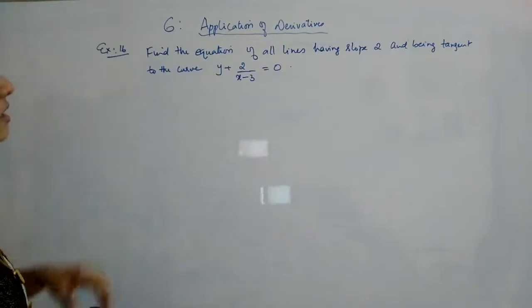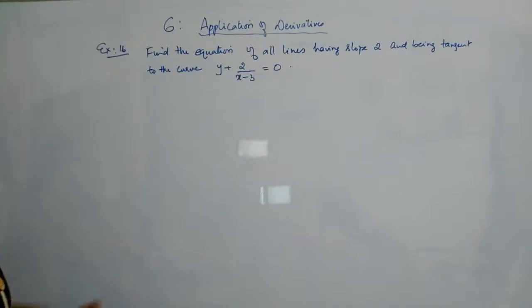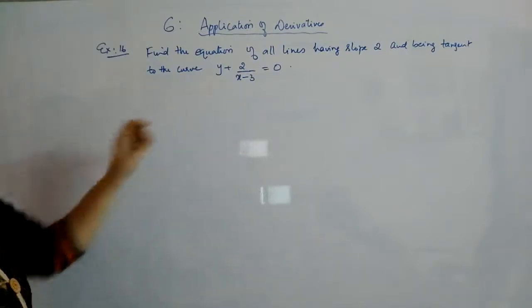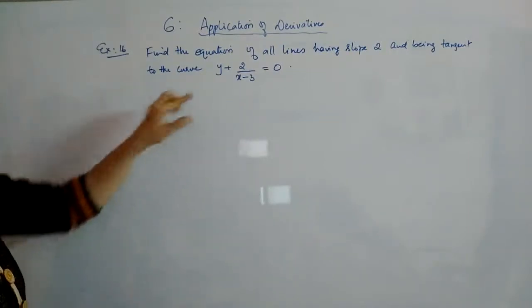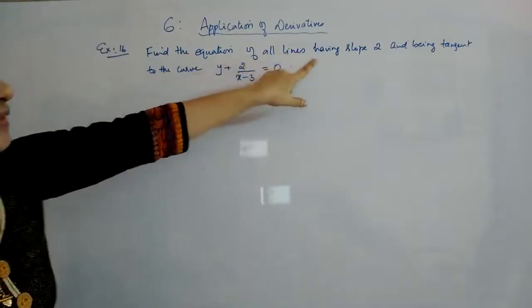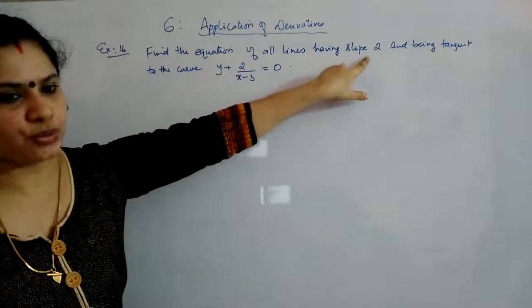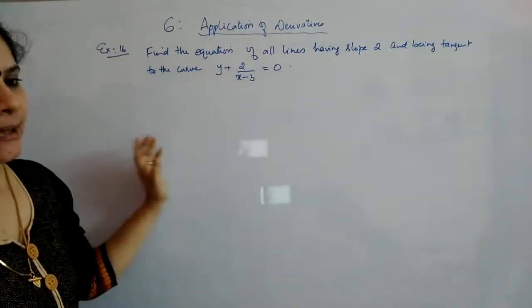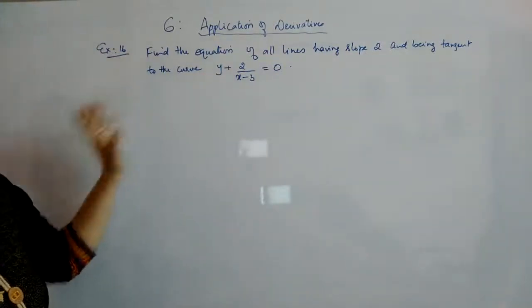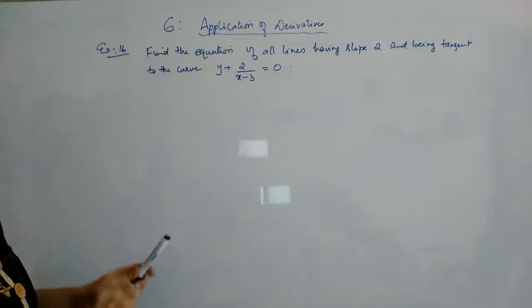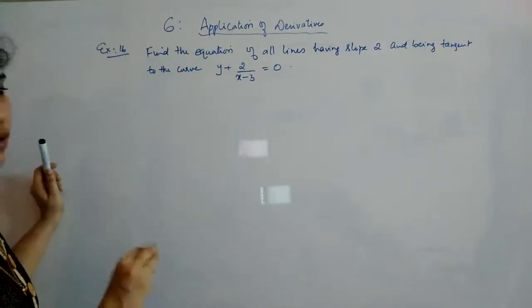So question number 16 is: find the equation of all lines having slope 2 and being tangent to this curve, y plus 2 by x minus 3 equal to 0. Having the slope 2 means whatever lines you are getting, everyone has the same slope 2. That means the lines which you are getting will be parallel. Slopes are equal means lines are parallel.